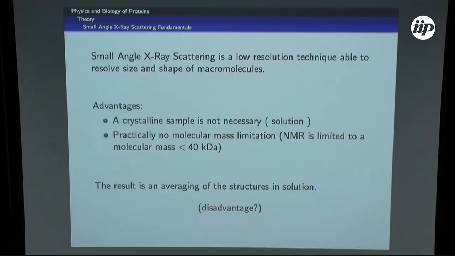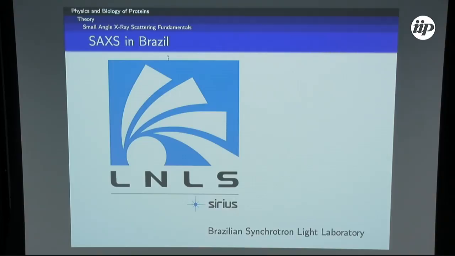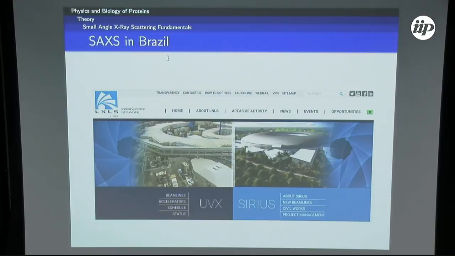In Brazil, you have the Laboratório Nacional de Luz Síncrotron, LNLS, in English the Brazilian Synchrotron Light Laboratory. It is located at Campinas, São Paulo. Today we have the UVX working. It's a synchrotron with several beam lines. This is the new project that is under construction right now, Sirius.